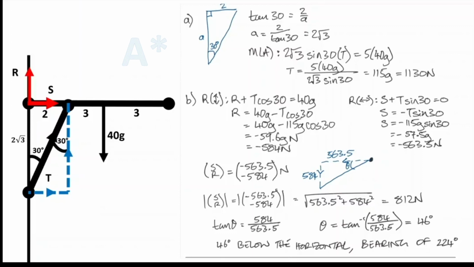So, approaching this question on static rigid bodies: a good, well-labelled, well-annotated diagram. We took moments, we resolved vertically, we resolved horizontally, and then we relied on Pythagoras and trigonometry. So a lot went into this question. Taking it step by step and getting yourself enough practice will ensure that you're successful every time one of these questions comes up.